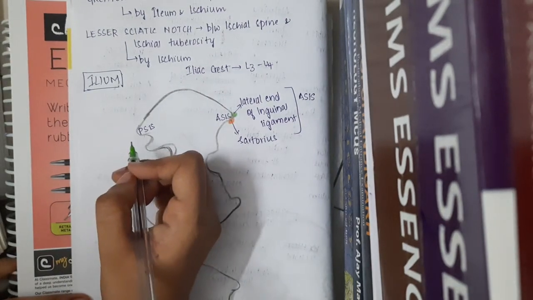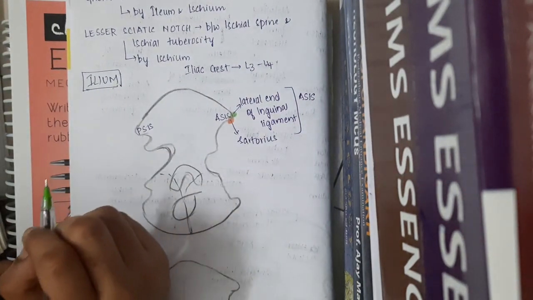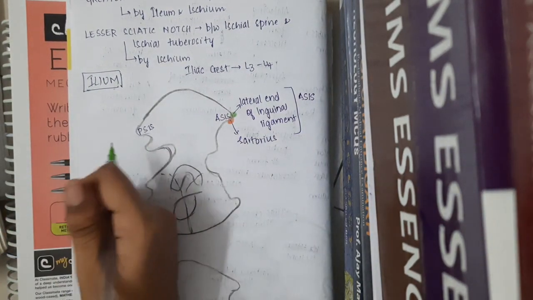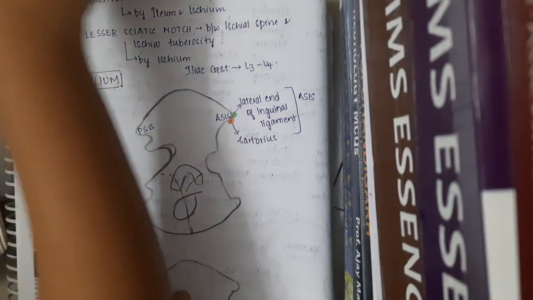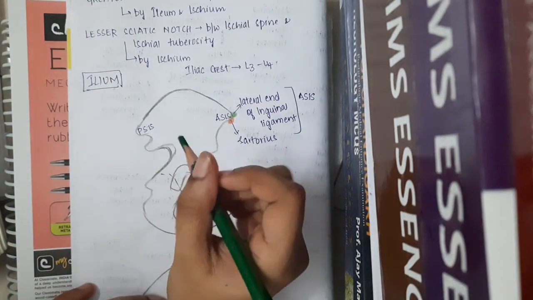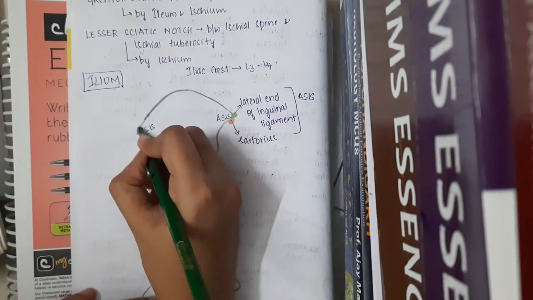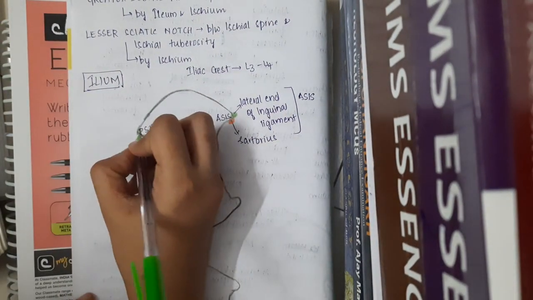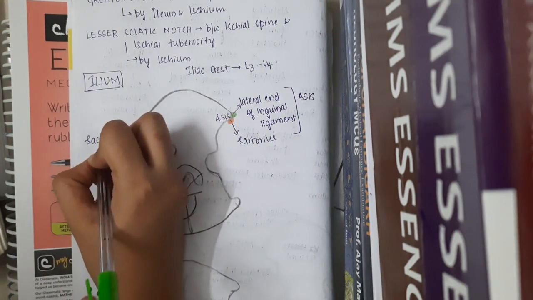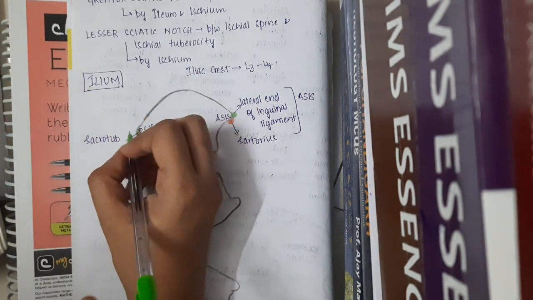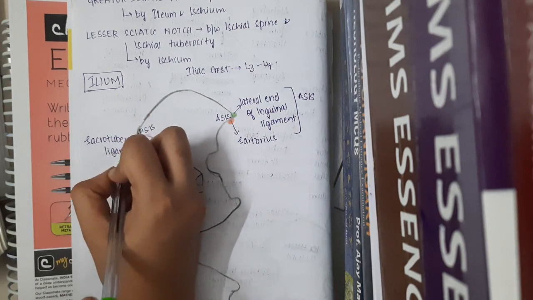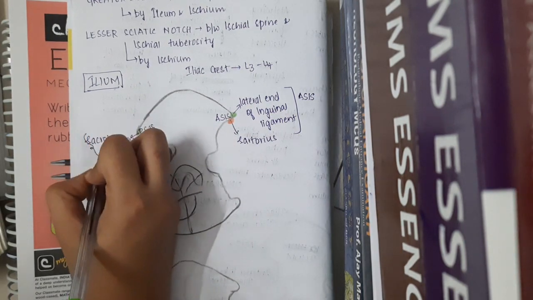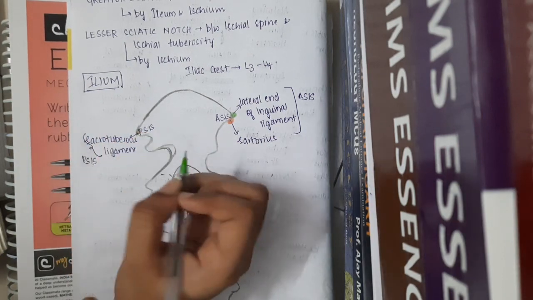Then about the posterior superior iliac spine. At the posterior superior iliac spine, there is mainly attachment of a ligament. Ligaments I'll always show with green. So this ligament is the sacrotuberous ligament. This is attached to the posterior superior iliac spine.